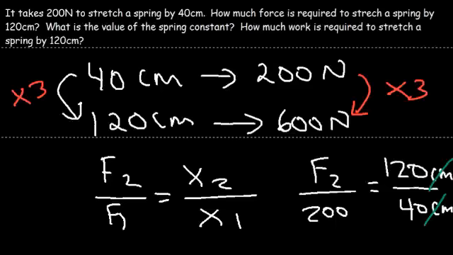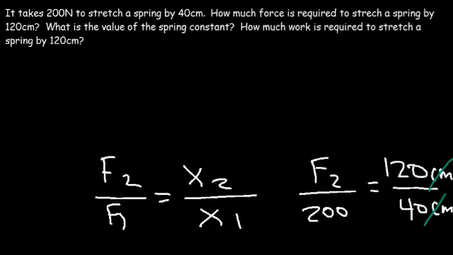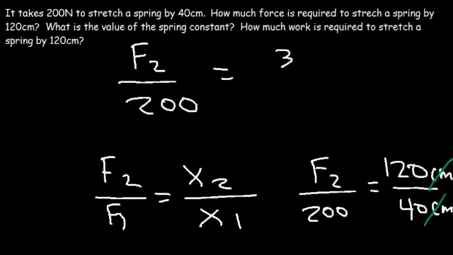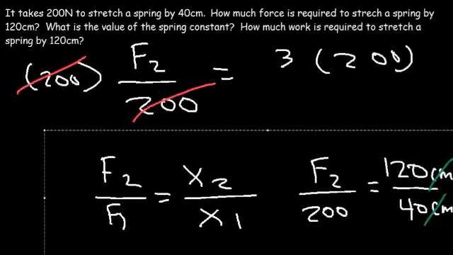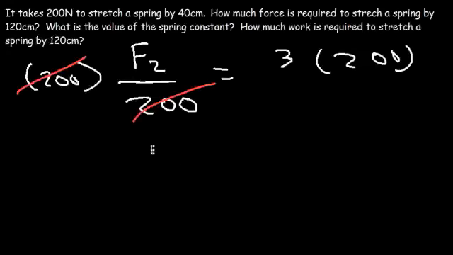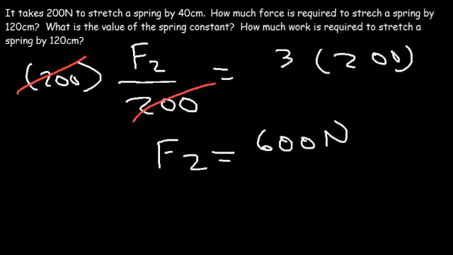So 120 divided by 40 is 3. So therefore, F2 divided by 200 is equal to 3. And if we multiply both sides by 200, we can see that F2 is going to be 3 times 200, which is 600 newtons. So that's how much force is required to stretch a spring by 120 centimeters.